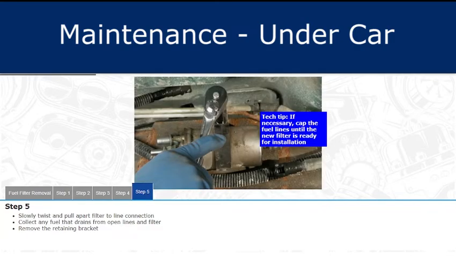Slowly twist and pull apart the filter to line connection and collect the fuel that drains from the open lines and filter. If necessary, cap the fuel lines until the new filter is ready for installation. Remove the retaining bracket and the fuel filter.